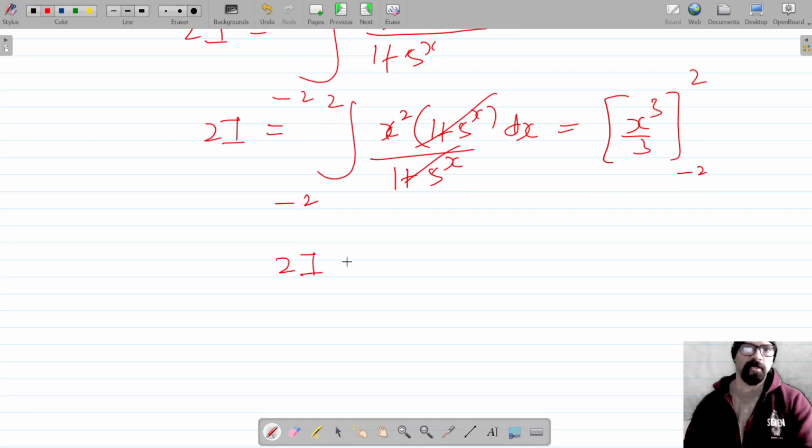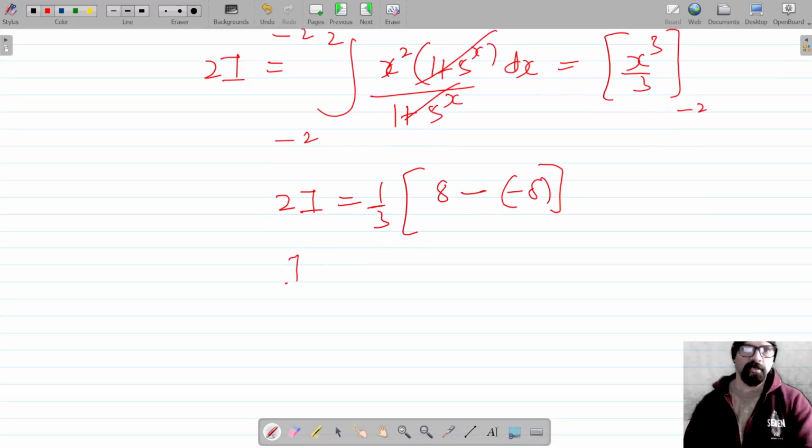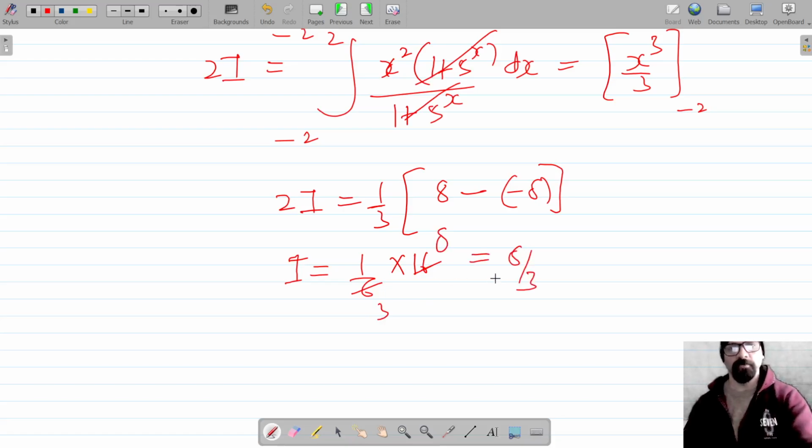So 2I is equal to 1 by 3 into 2 cubed, which is 8, minus negative 2 cubed, which is minus 8. So I is equal to 1 by 6, and 8 plus 8 is 16. So this is into 16, which gives me 8 by 3. So the value of the integral is 8 by 3.